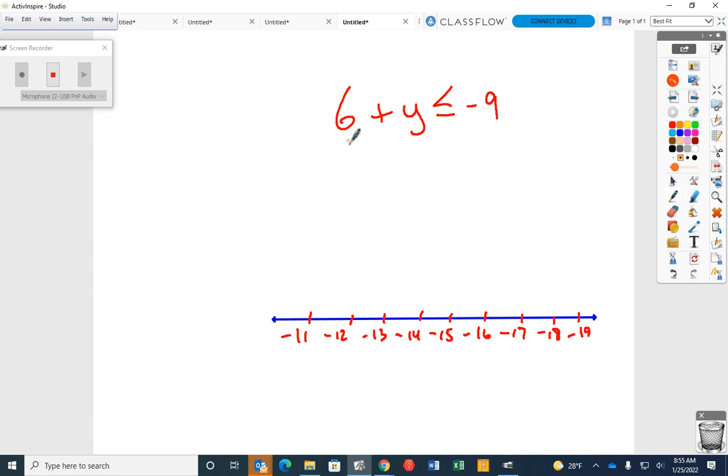How do I get rid of a positive 6? I have to do a minus 6, and I have to do a what over here? A minus 6. Okay, what happened to these? Those canceled. What's left over here? Now, y is less than or equal to, what's negative 9 and a negative 6? Negative 15.